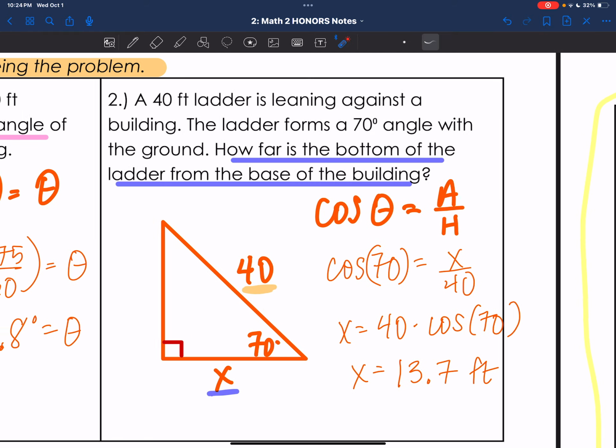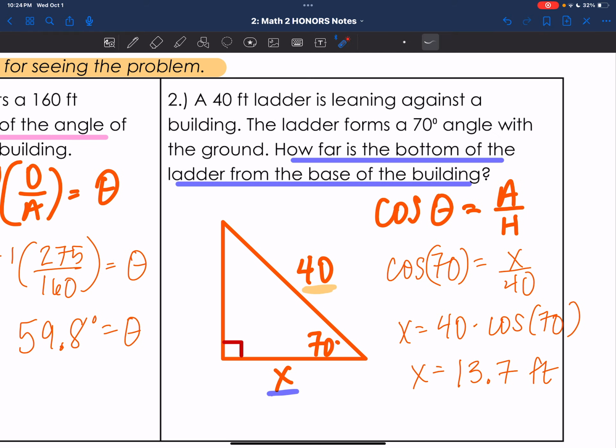Now on this one, you've got a 40-foot ladder. So this is your ladder. Here's my beautiful picture of a ladder. It's leaning against the building. So your building's here, and the ladder forms a 70-degree angle with the ground. So the ground's right here. We want to know how far it is from the bottom of the ladder, so here's the bottom of the ladder, to the base of the building. So we're looking for this distance right here, which is x.